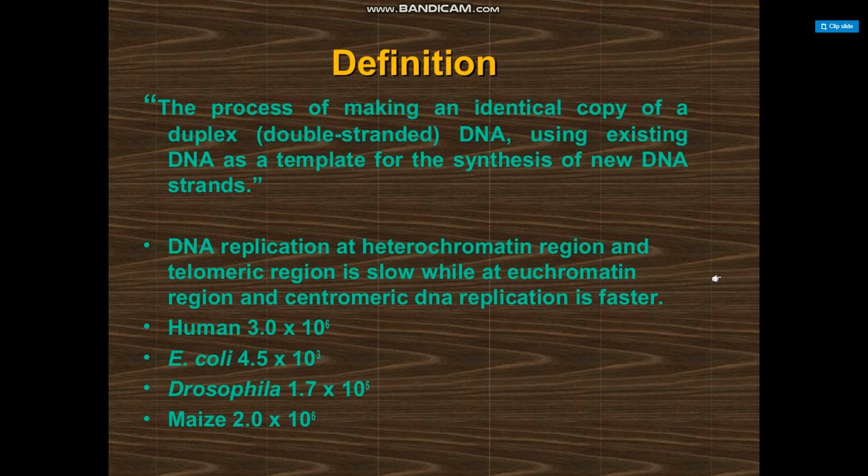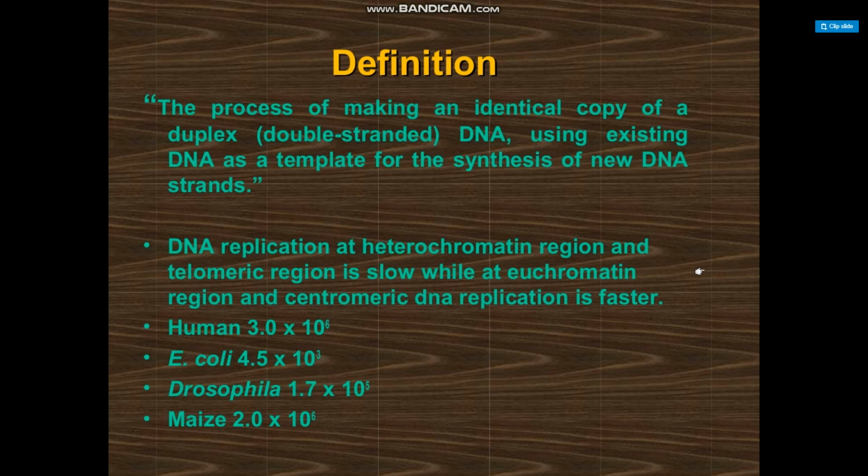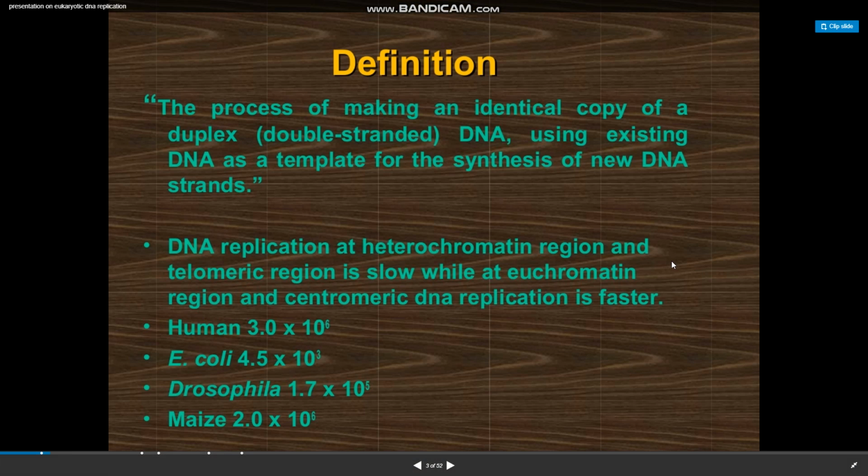So first, definition. The process of making identical copies of a duplex DNA, double-stranded DNA, using existing DNA as a template for the synthesis of new DNA strands. DNA replication at the heterochromatin region and telomeric region is slow, while at the euchromatin region and centromeric region DNA replication is faster.